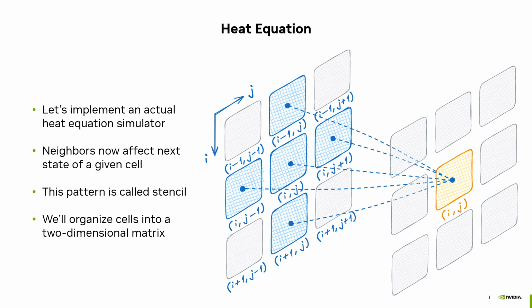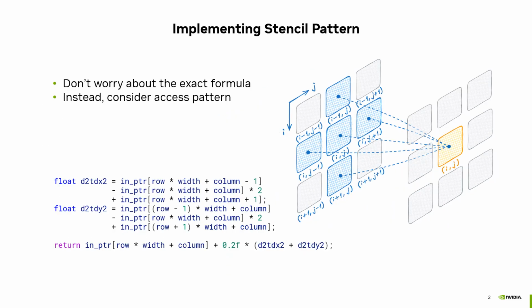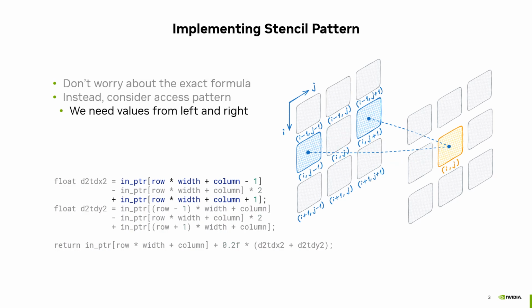Each cell's temperature in the next time step depends not only on its current temperature, but also on its four neighbors: left, right, top, and bottom. In code, the 2D heat equation might look something like this. Don't worry about the specific math or constants here. Instead, try focusing on the data access pattern. First, we read temperature from the left and right neighbors of a given cell.